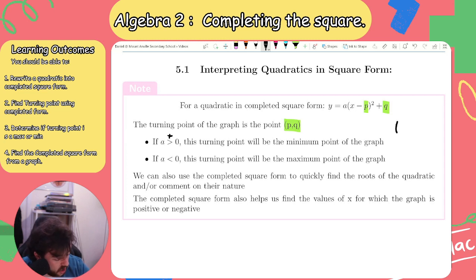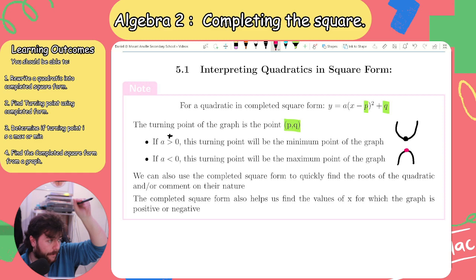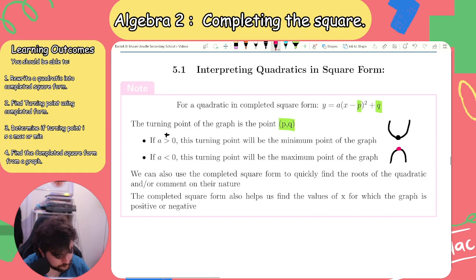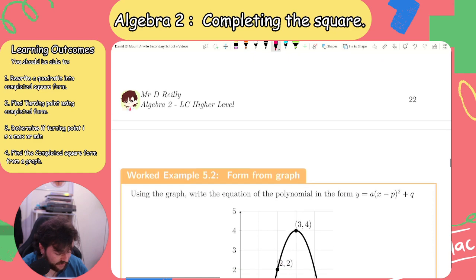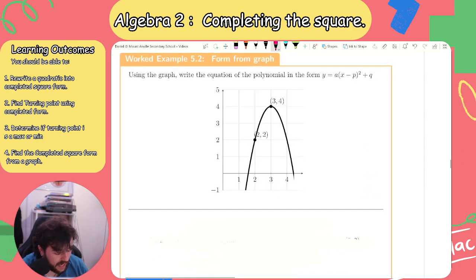So remember, with a quadratic, a positive quadratic looks like a U. So therefore, it will have a minimum point here. If a is less than 0, it will be a maximum point. Because remember, a negative quadratic has an N shape. So therefore, the apex will be on top. So it will be a maximum point. We can also use the complete square form to quickly find the roots of a quadratic equation and comment on the nature. And the complete square form also helps us find values for x for which the graph is positive or negative. So before we do that, let's form a quadratic equation in complete the square form from the graph.